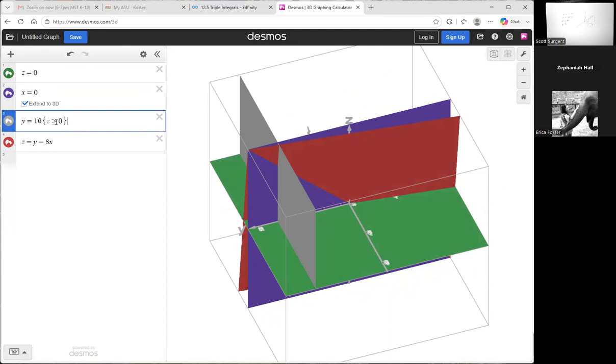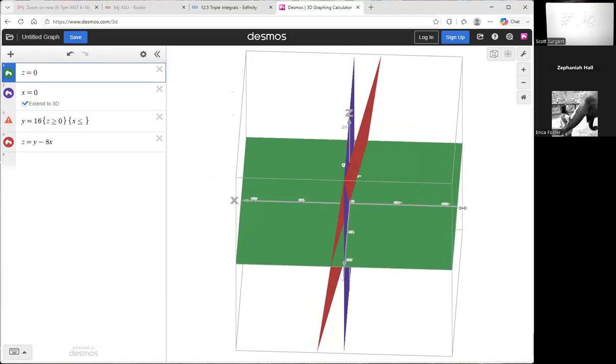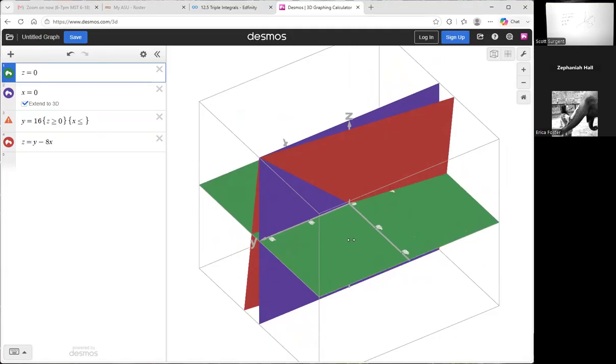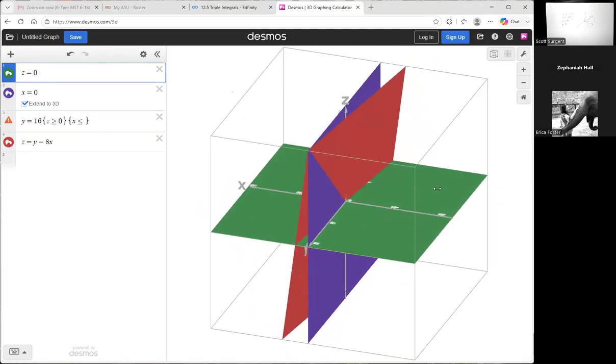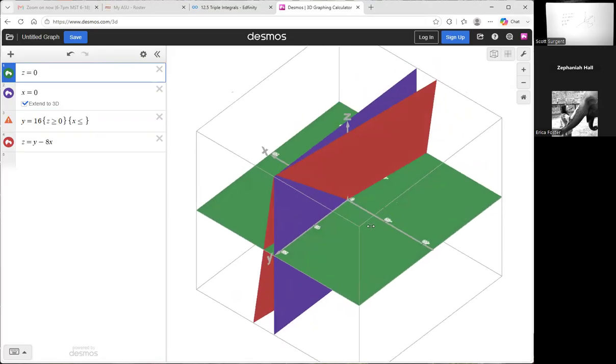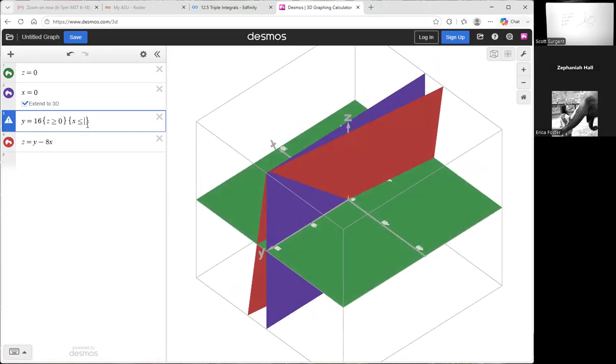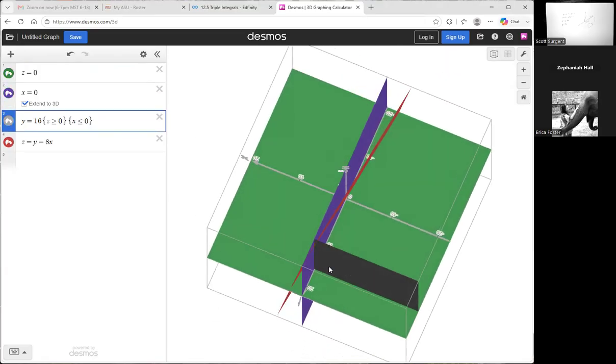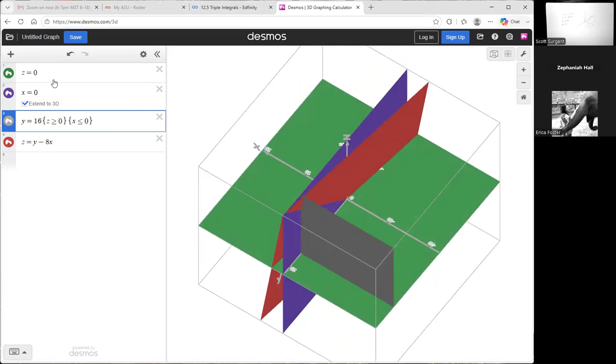and for x, I'm beginning to think it's actually less than zero. Let's try it. It's starting to take shape. Oops, I left it off. There we go. Well, I can always come back and fix it.